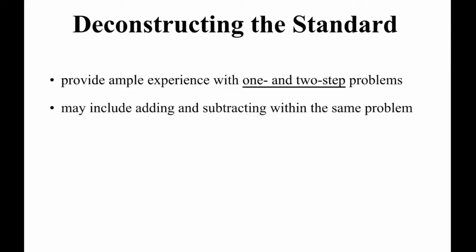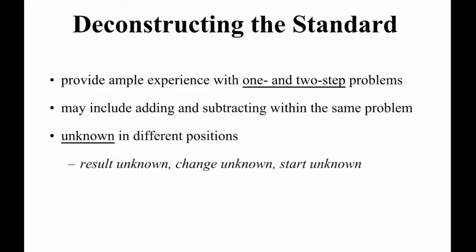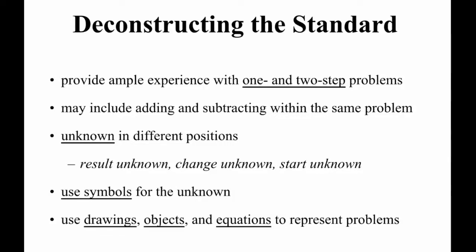Probably the most important aspect of this standard is that second grade word problems should contain the unknown quantity in different positions, which will be further illustrated in the following slide. It is also important for symbols like stars, triangles, or blanks to be used to represent the unknown quantity. Finally, students should also be still representing word problems with drawings and objects along with equations.